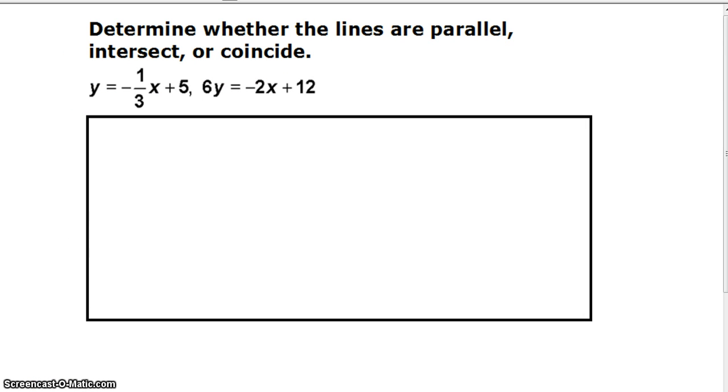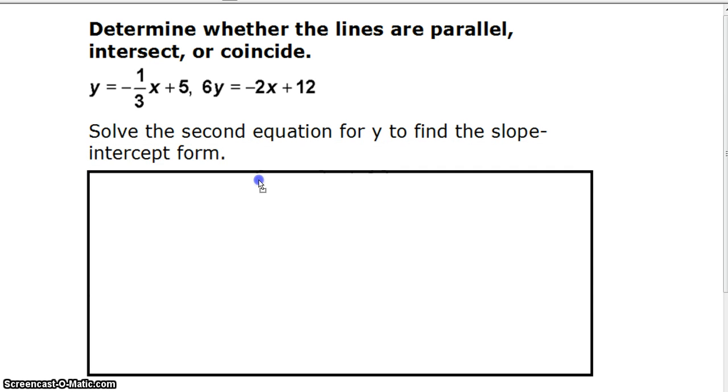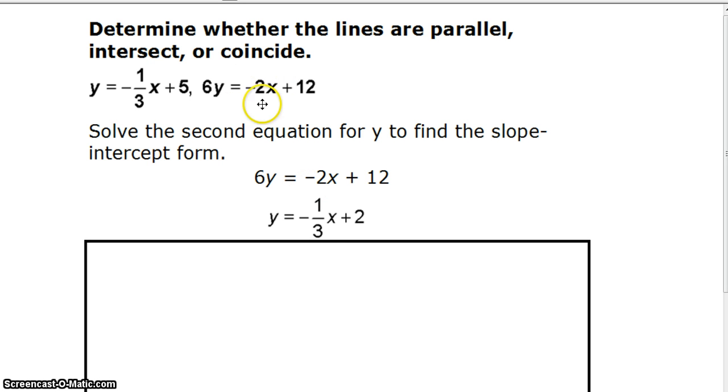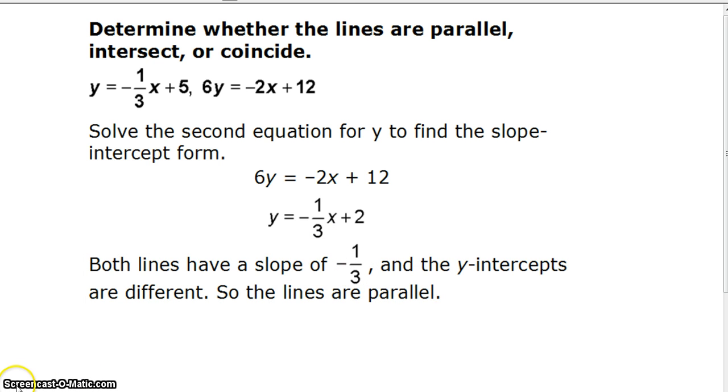Are these parallel, intersecting, or coinciding? Well, this has a slope of -1/3. What is this slope? You're going to have to transform this equation to isolating y so that it's in the same form as the first equation, right? So let's divide both sides by 6. And when you do, you end up with a -1/3 slope in the second equation. So the next question is, do they have the same y-intercepts? 5 and 2? No. So these lines must be parallel.